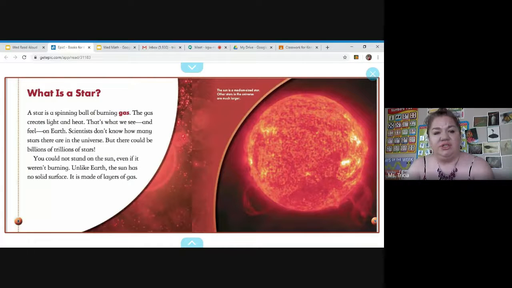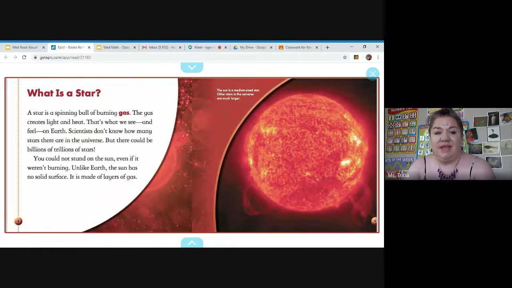A star. What is a star? A star is a spinning ball of burning gas. The gas creates light and heat. That's what we see and feel on Earth. Scientists don't know how many stars there are in the universe, but there could be billions of trillions of stars.